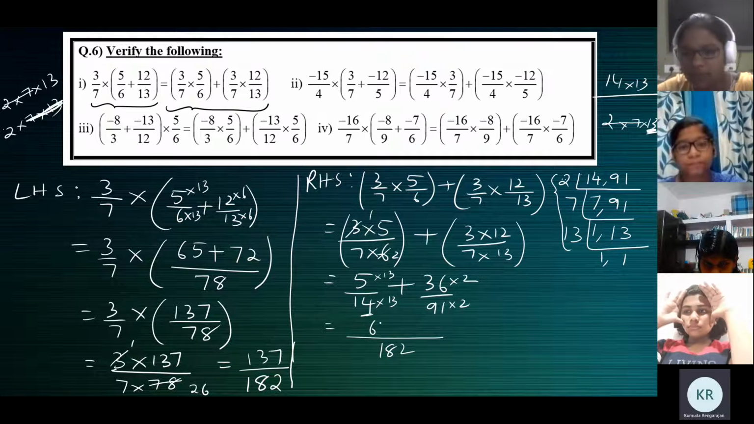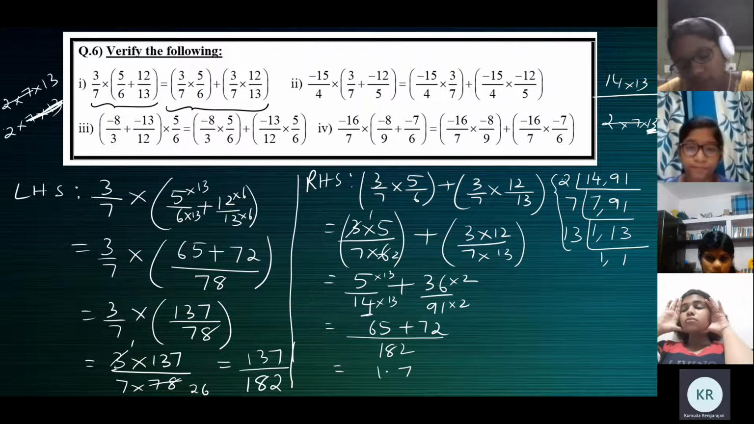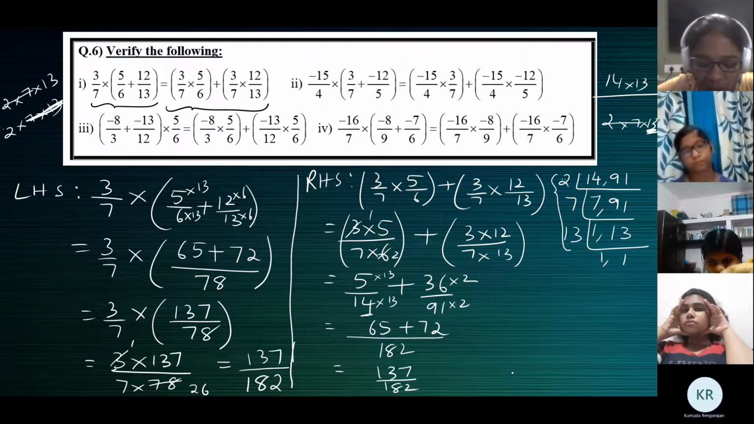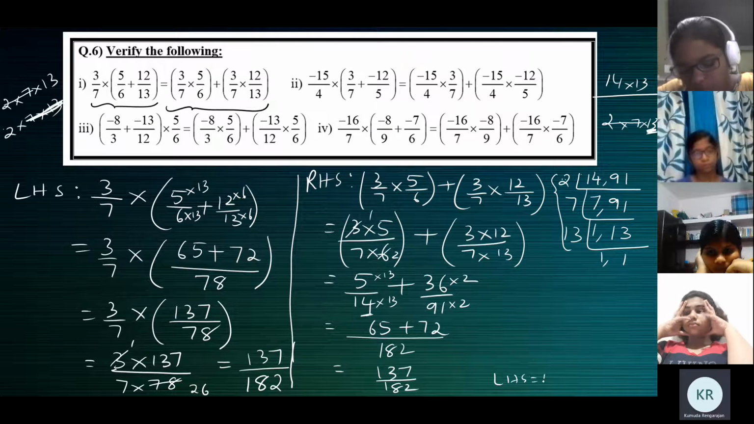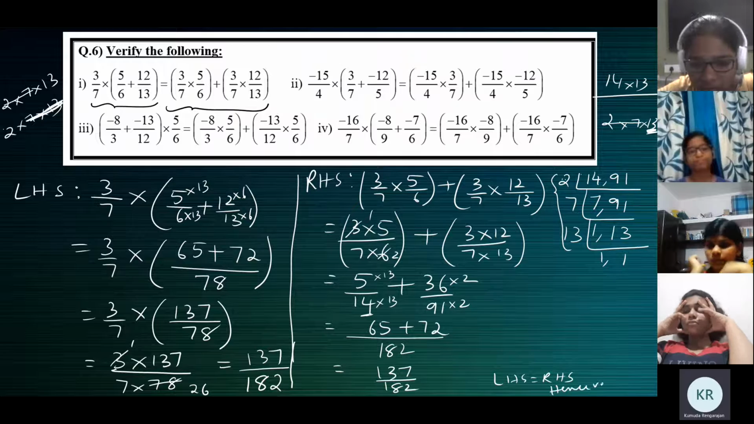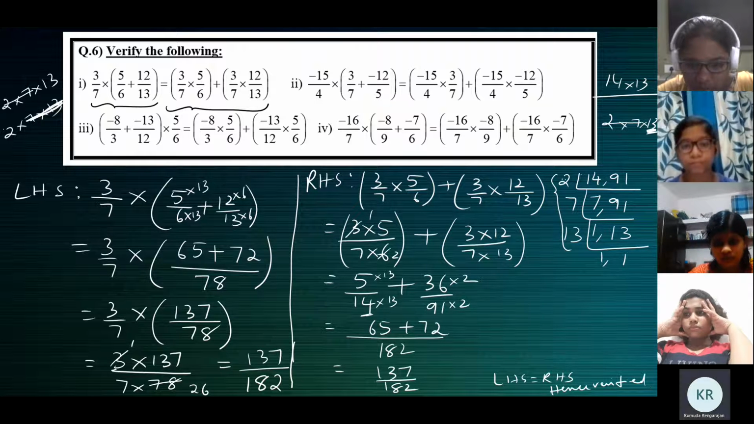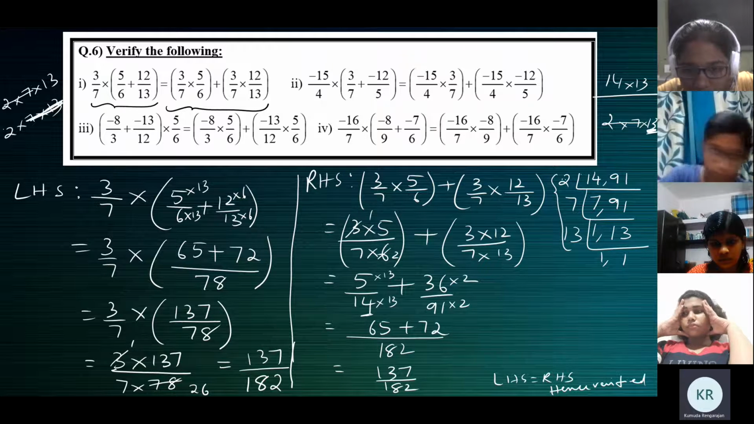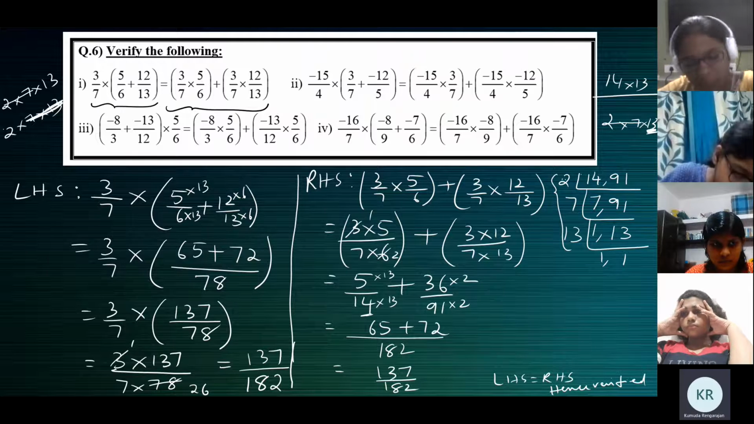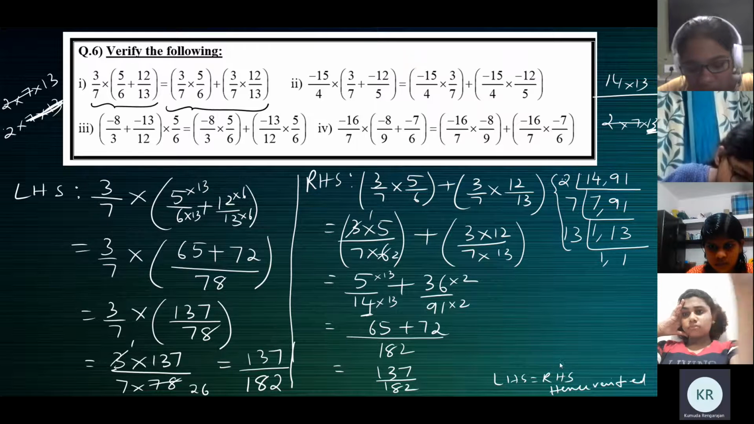Now 13 5s are 65 plus 72, which is equal to 137 by 182, and you should get the same answer. So LHS is equal to RHS, and we have verified the distributive property. Hence verified. Please write down, children: we have verified the distributive property of multiplication over addition. I'll just come back. Please write.